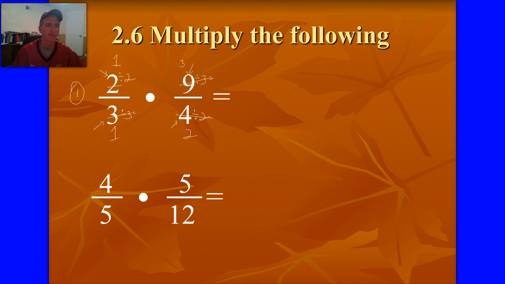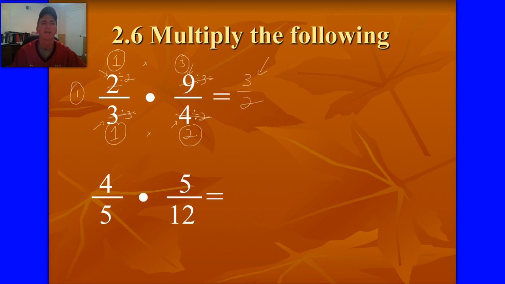So now what you have, up here you have 1 times 3. And on the bottom you have 1 times 2. When you multiply that, you end up with 3 over 2. And that answer is already in lowest terms. And it's actually the easiest way to do this question.